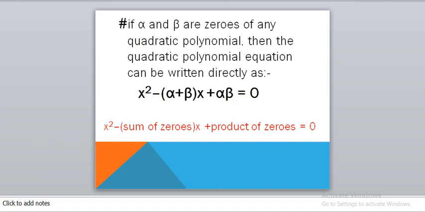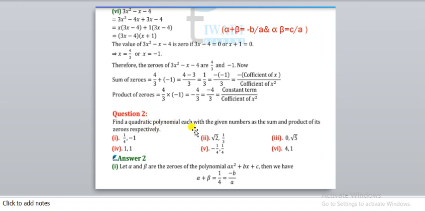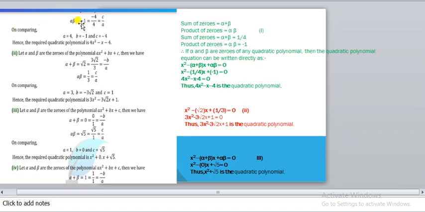So now let us proceed to question number 2. Here the sum of the zeros and product of zeros are given. You have to frame a quadratic polynomial. Either by comparing the terms we can find it out, or by the formula I just told you. So alpha and beta are the zeros. Alpha plus beta is 1 upon 4, given to you, and alpha plus beta is equal to minus b upon a. Alpha into beta is minus 1, given to you.